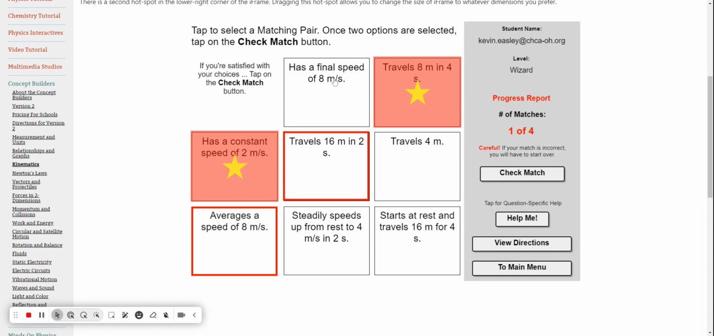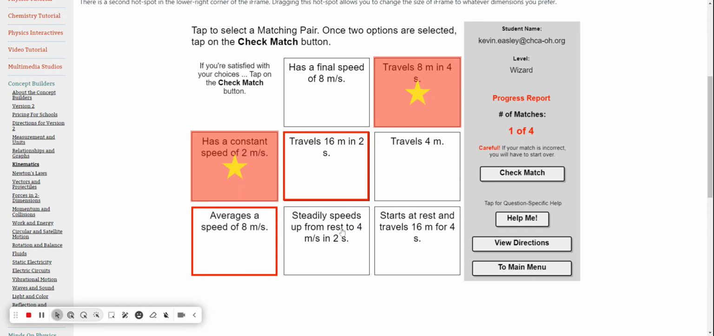We're probably going to need this one somewhere else as we're looking along, and we'll see that, I'm sure, here. So steadily speeds up from rest to 4 meters per second in 2 seconds. These are the trickiest ones. So we go from 0 to 4 in 2 seconds. And it's important to think, if you're going from 0 to 4 in 2 seconds, what is your average going to be through the course of that time? It's going to be, you would have an average speed of 2 meters per second, because you go from 0 to 4.